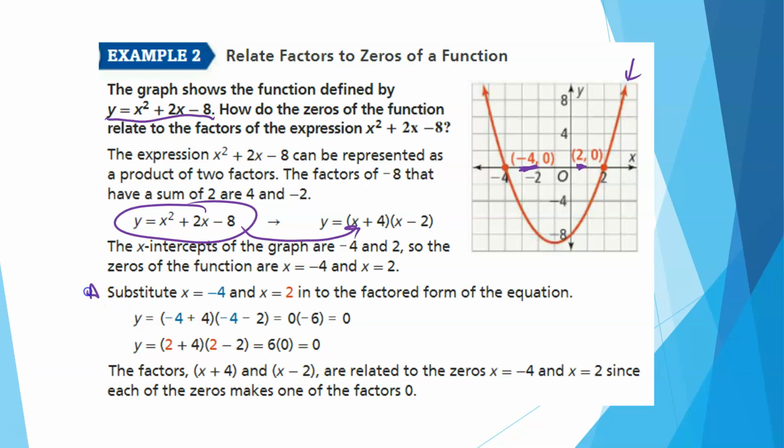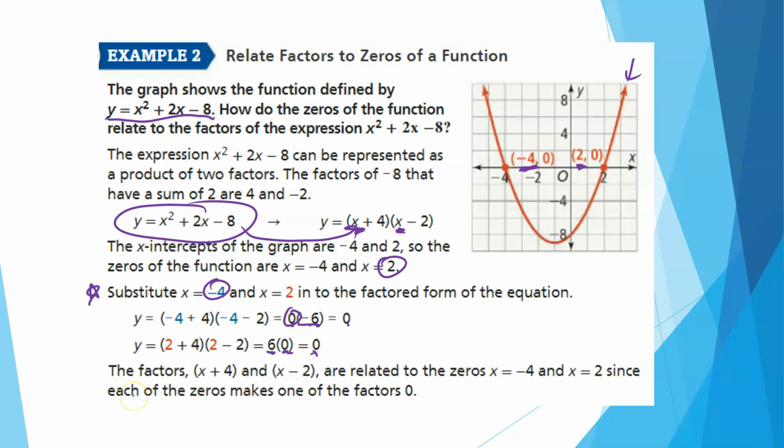And so this actually shows what I talked about in the warm-up. If you substitute -4 for x, you get -4 plus 4 is 0, -4 minus 2 is -6. And remember, 0 times anything is 0. If we take 2 and plug it in, we get 2 plus 4 is 6, 2 minus 2 is 0. And again, anything times 0 is 0.